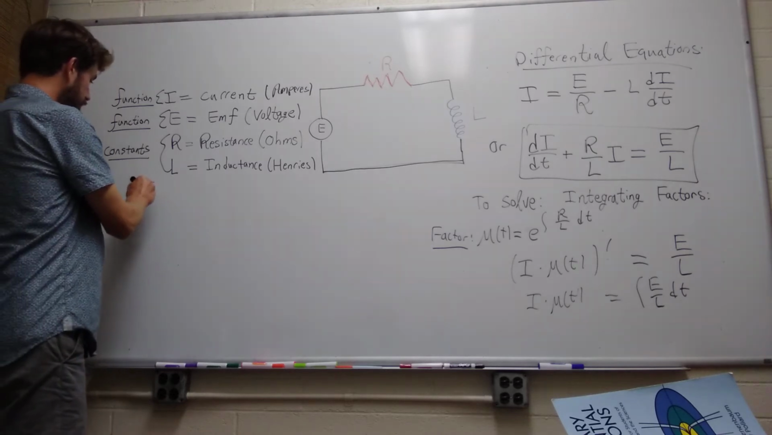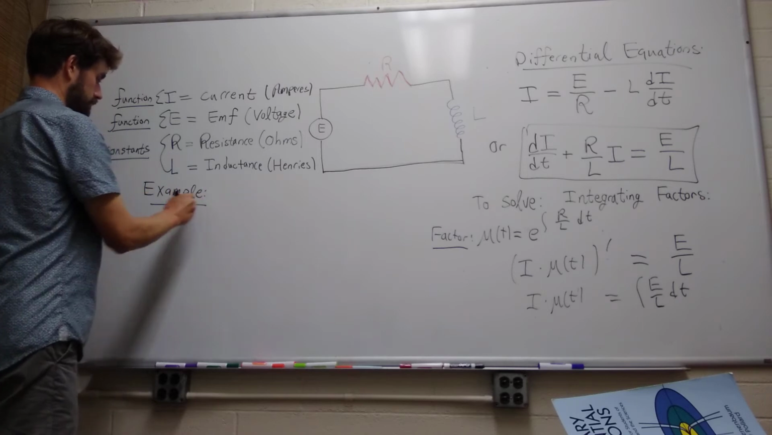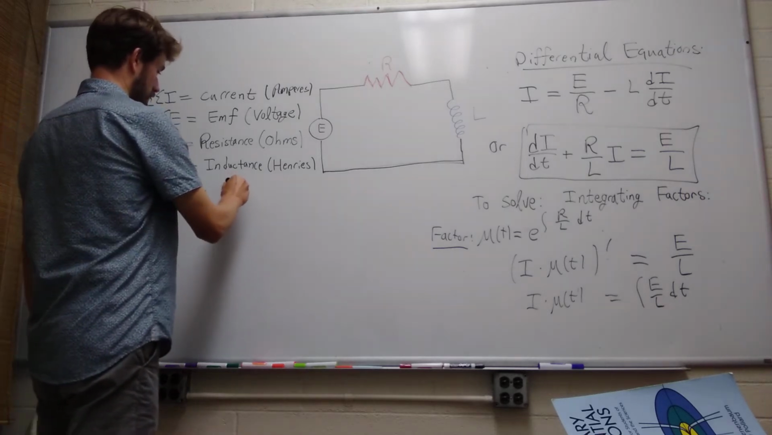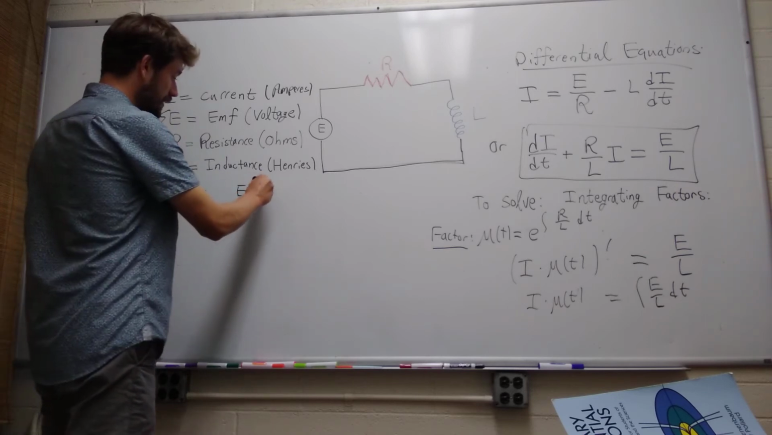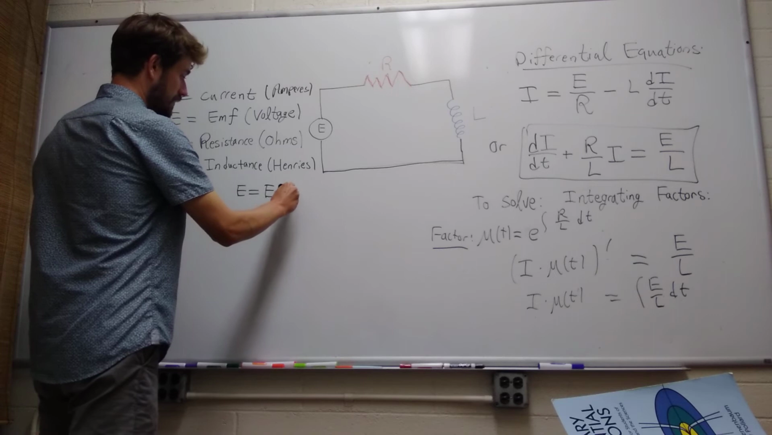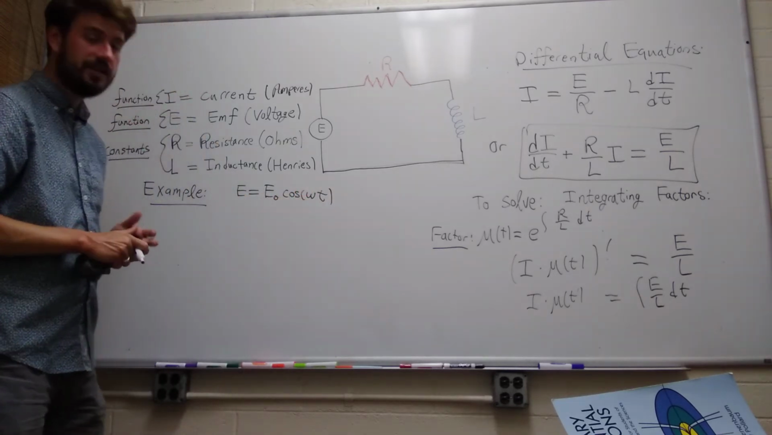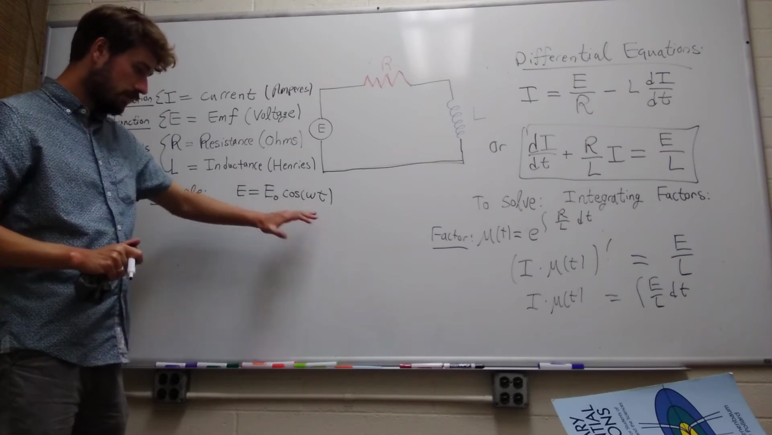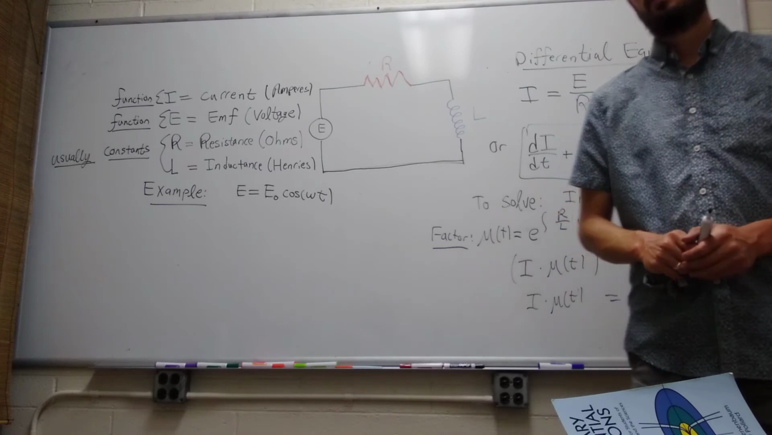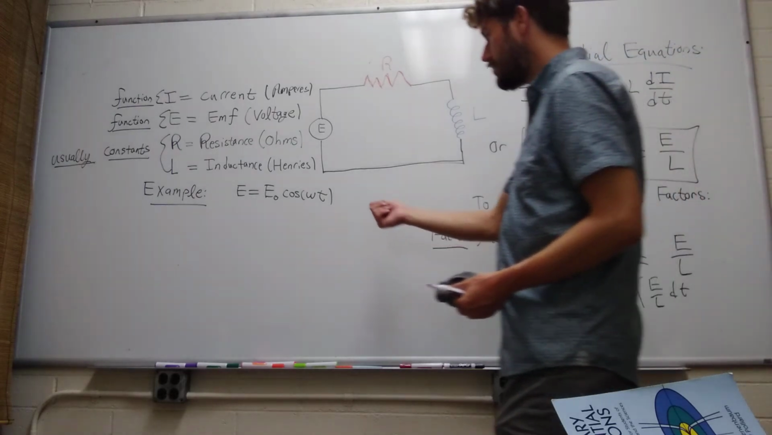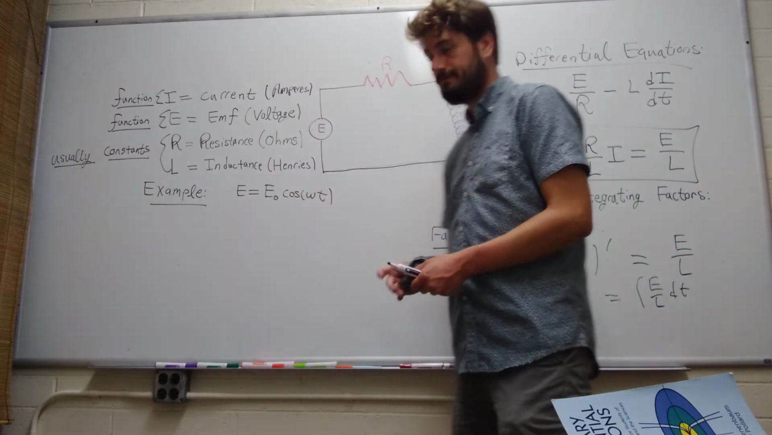So here's an example. Let's say the electromotive force, the voltage, is variable and it's given by E naught times cosine omega t. So this is actually an example of voltage that is oscillating. And this does occur when currents happen in nature, they happen in cycles. So voltage could be cycling between, say, high and low values.